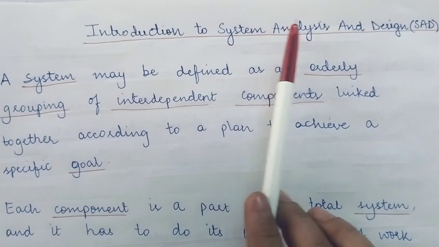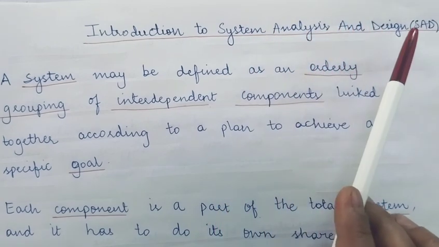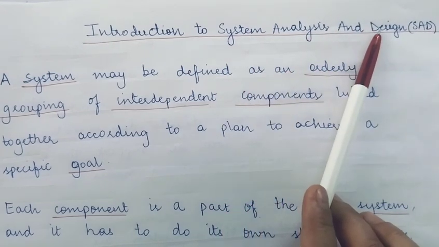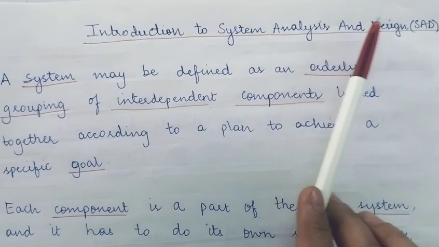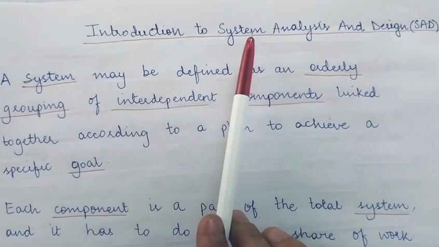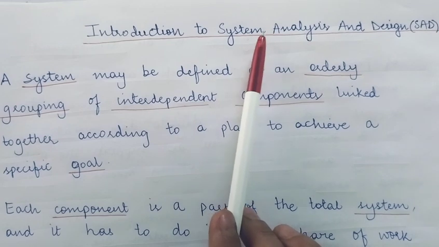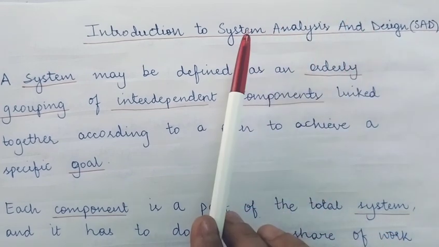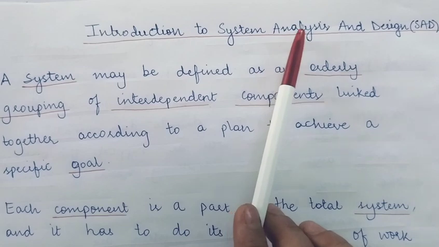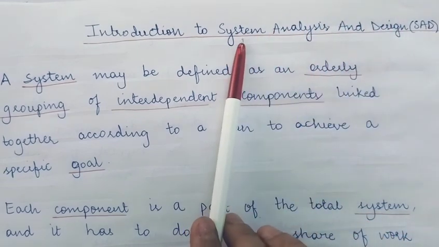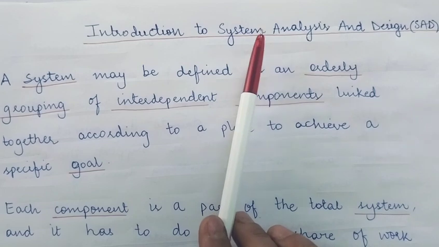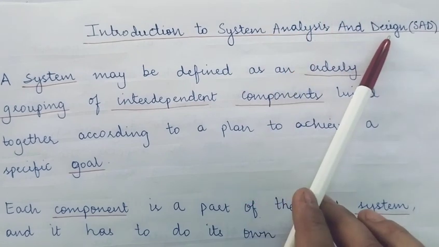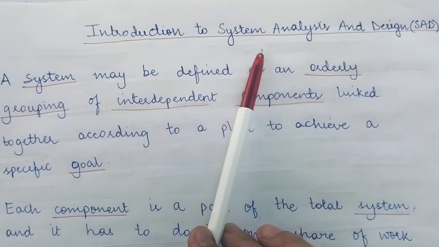Now the term System Analysis and Design consists of three words: System, Analysis and Design. So to understand system analysis and design, we must study what a system is, because the first word that comes in system analysis and design is system. So basically we are talking about the analysis and design of a system. Before we study what this analysis and design is, we must understand what a system is.